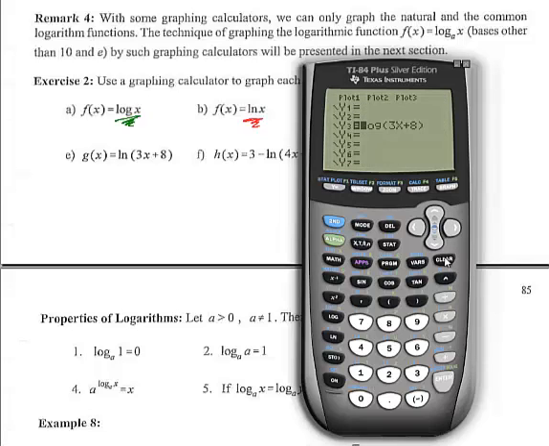Okay, we'll compare the natural log, ln of x, with ln of 3x plus 8. Enter. Graph. And we see a similar situation here.